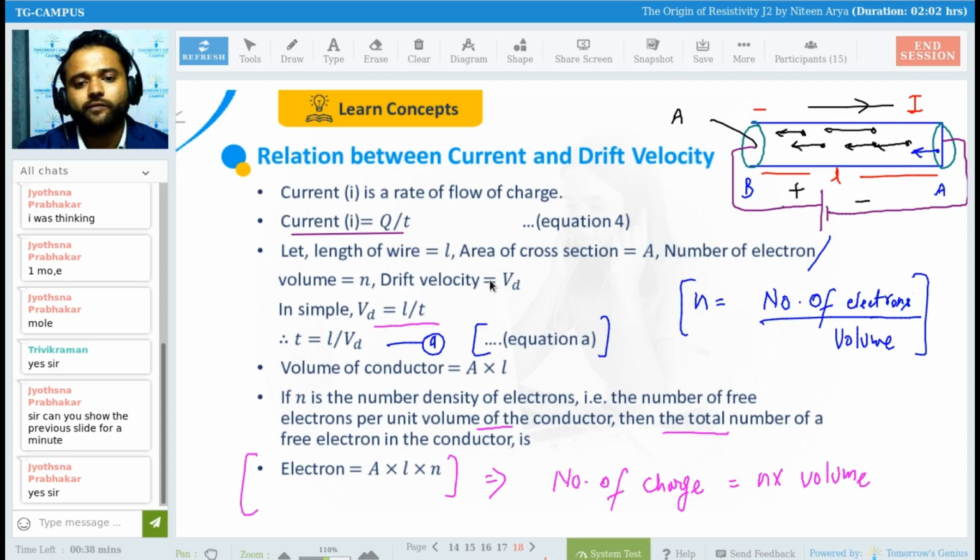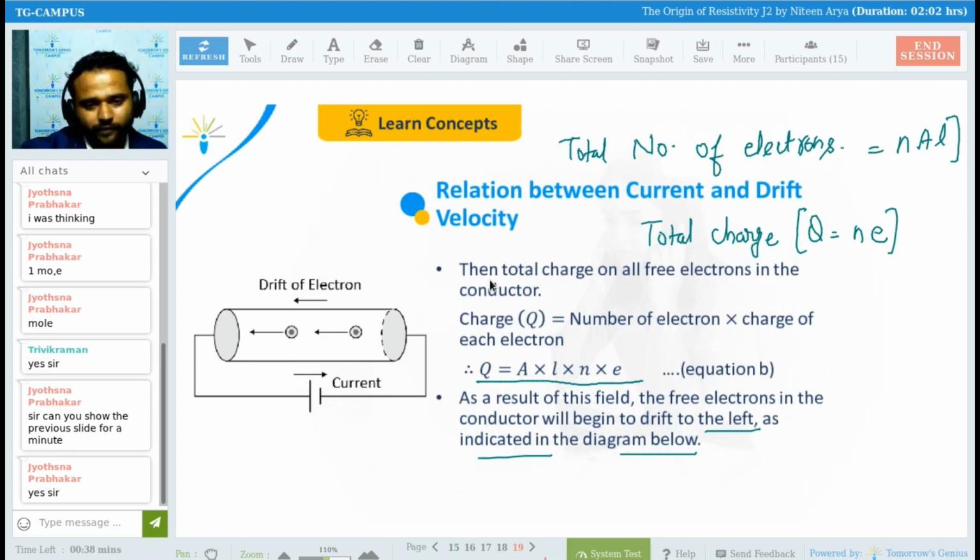Now we know the volume of a conductor, or of any symmetric thing, is area into length. So the total number of electrons is A into L into n, which is simply n into volume. Moving ahead, the total charge on all the electrons in the conductor is Q equals Ne. So using this we get equation number B.